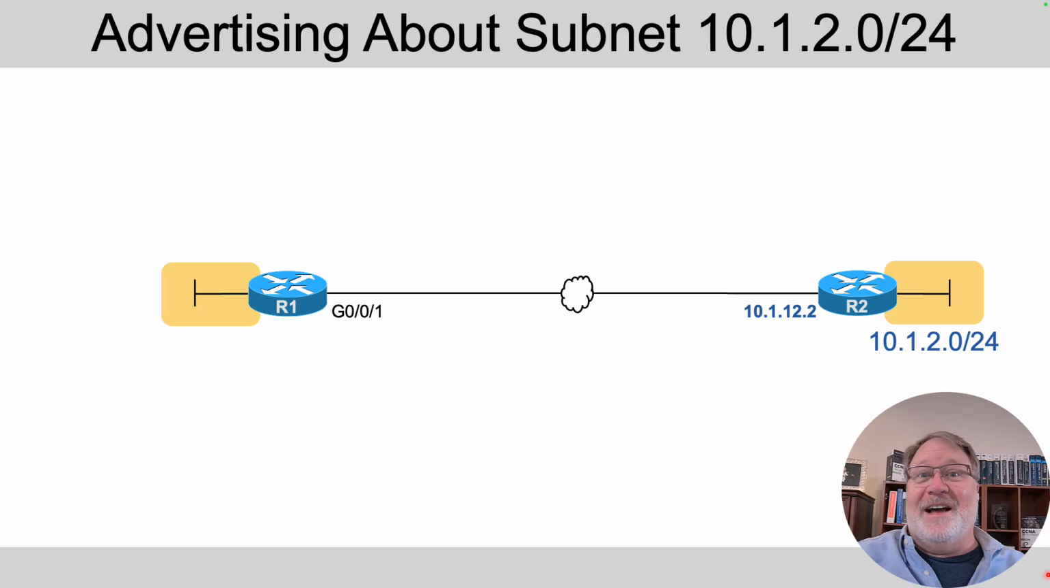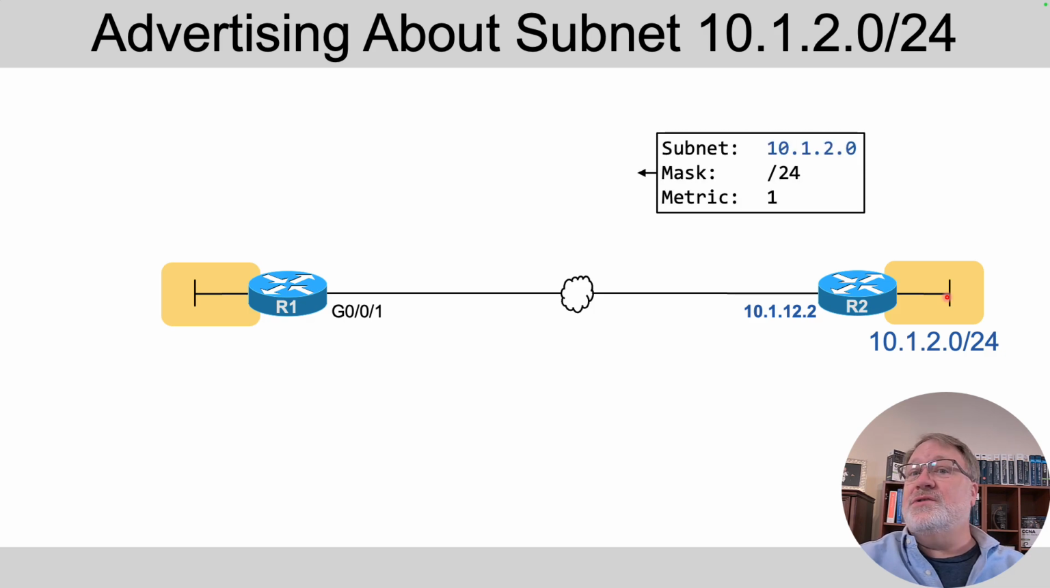Instead, here's how a dynamic routing protocol works. First off, consider R2. It's directly connected to subnet 10.1.2.0/24. This is the same R2 we've been talking about earlier. So as soon as that's configured, R2 knows a route to that local subnet. It's called a connected route, without using a routing protocol. And then using a routing protocol, it can advertise that route to router R1. So it lists the subnet ID and the mask and a metric, a meter of how good this route is.